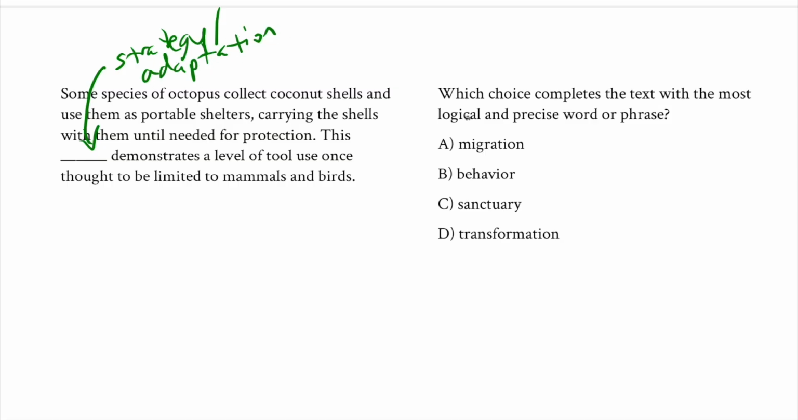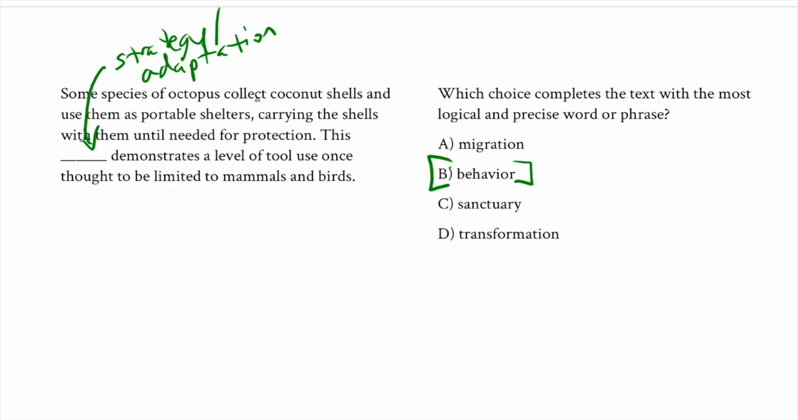And so we look at our answer choices and we see, well, behavior. So it's a behavior, it's something that they do. A little more general word than the two that I came up with over there. There are a couple of potentially tempting trap words here. Sanctuary would connect to the word protection. Migration, you see carrying and maybe movement, maybe that could be tempting in some way.